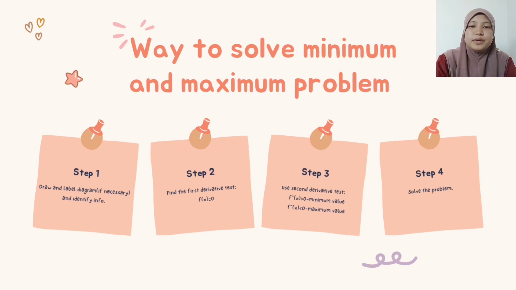First, draw and label diagram if necessary and identify info. Second, find the first derivative test, which is f'(x) equal to 0. Third, use second derivative test, which is f double prime x more than 0 is minimum value, meanwhile f double prime x less than 0 is maximum value. And lastly, solve the problem.